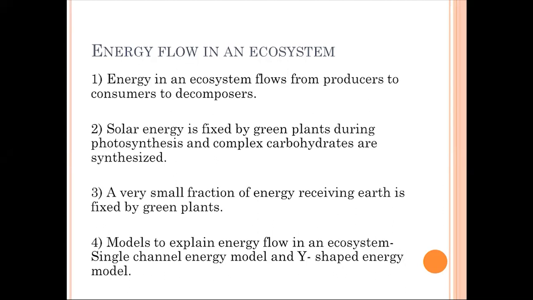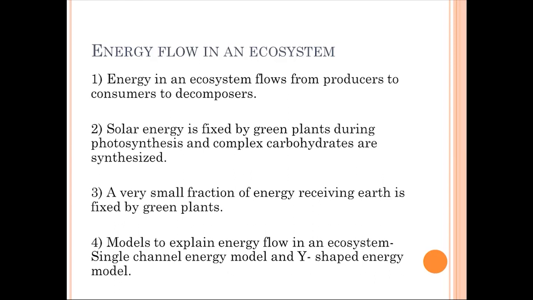Energy flow in an ecosystem. Energy in an ecosystem flows from producers to consumers to decomposers. That is from green plants to the organisms which feed on green plants and other carnivores, and then finally to decomposers. Solar energy is fixed by green plants during the process of photosynthesis, and complex carbohydrates are synthesized.